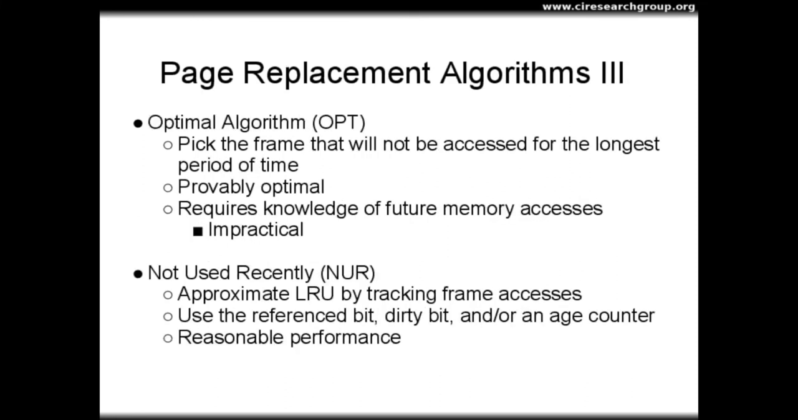Theoretically, the optimal algorithm, or OPT, is the best page replacement algorithm to use. With this algorithm, the operating system picks a frame that will not be accessed for the longest period of time as the victim, delaying a future page fault related to the corresponding page for as long as possible. A mathematical proof exists showing that OPT is the best possible page replacement algorithm. Unfortunately, OPT is also impossible to implement, since it must be able to predict all memory accesses ahead of time. As such, we are left with LRU approximation algorithms, such as the not used recently, or NUR algorithm. NUR tracks frame accesses using a combination of the reference bit, dirty bit, and/or an age counter. This algorithm produces reasonable performance in actual implementations.